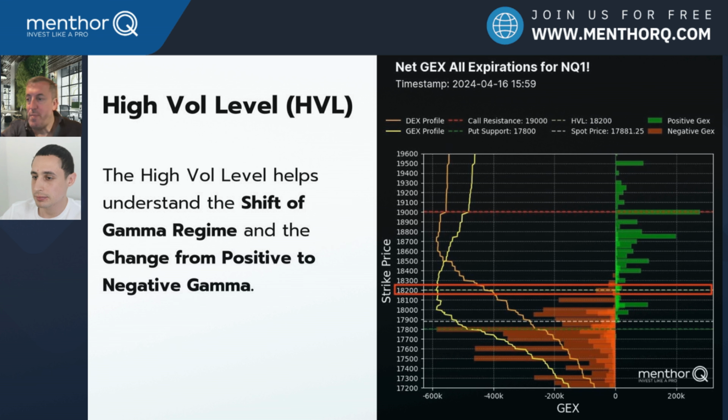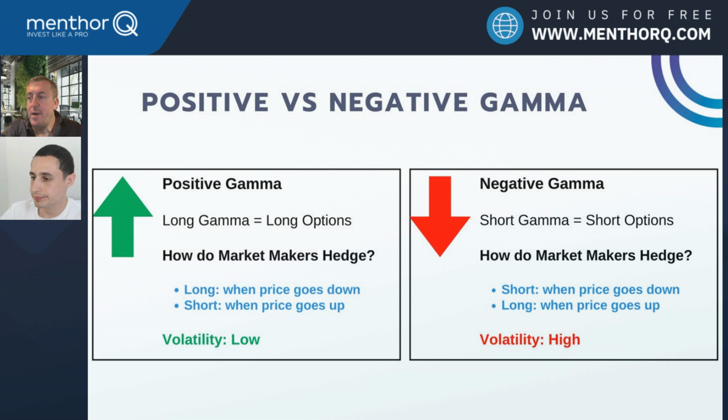We don't want to spend too much time on this today, but the idea behind it is that the market can be in a long gamma position or in a short gamma position. If we are in a long gamma position, that means the market is buying more, or investors are buying more options than selling. So the overall market is long options, right? When we are in a long options environment, or a positive gamma environment, market makers hedge in a different way than when we are in negative gamma.